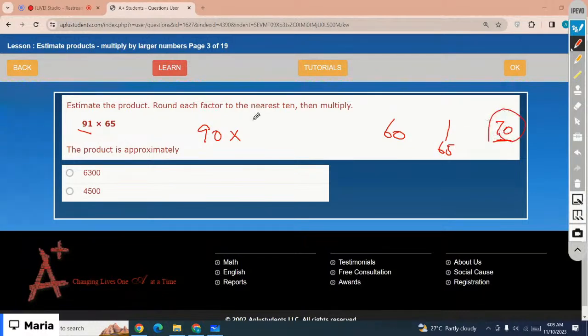So you have to do 90 times 70. 9 times 7 is 63, right? So it would be 6300. Got it? So the correct option is 6300.